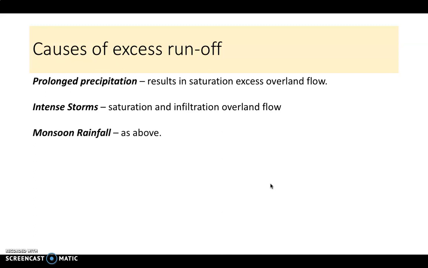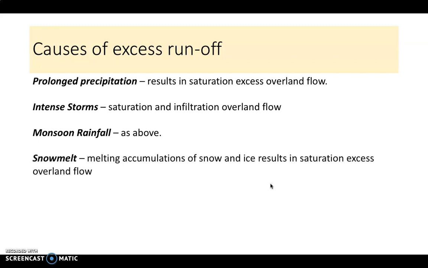Another type is monsoon rainfall. Now, we studied the monsoon rains before we went into lockdown, so you should actually have some notes on what causes monsoon rainfall to happen. It's in the Indian subcontinent. It tends to start around May time, and it's a period of time where you just get lots of rainfall every single day. And again, as with prolonged precipitation and intense storms, it can lead to saturation and infiltration excess overland flow.